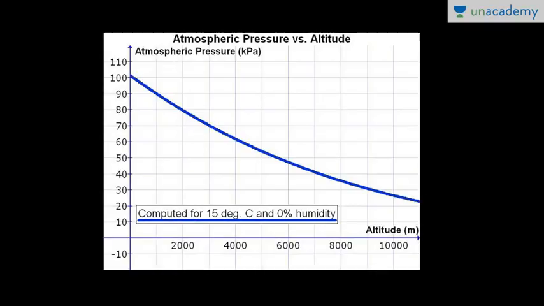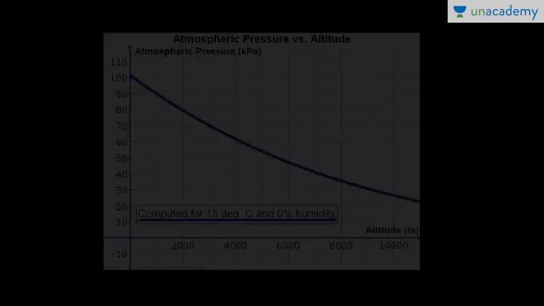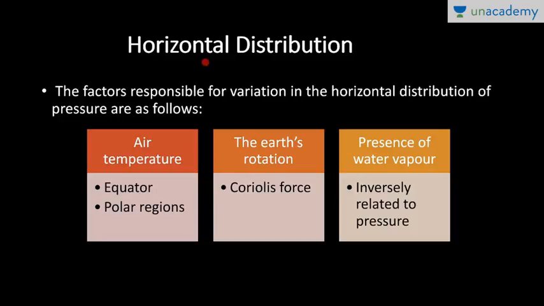You can see it here, the altitude versus pressure graph. On the x-axis we have altitude, on the y-axis we have pressure. As the altitude increases, the pressure gradually decreases, right? So these are inversely related. Now coming on to the horizontal distribution of pressure.